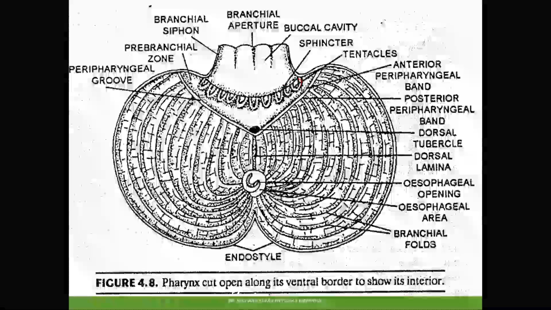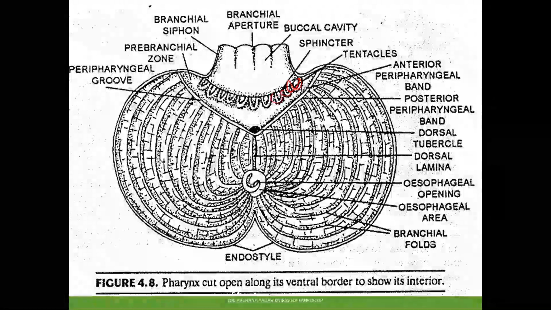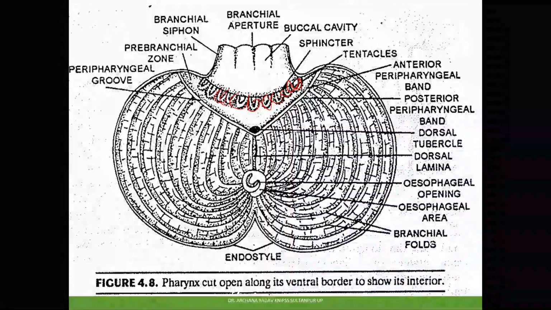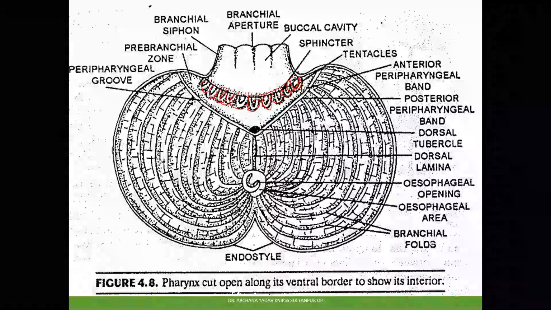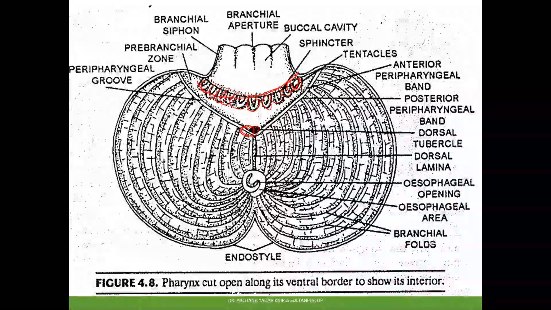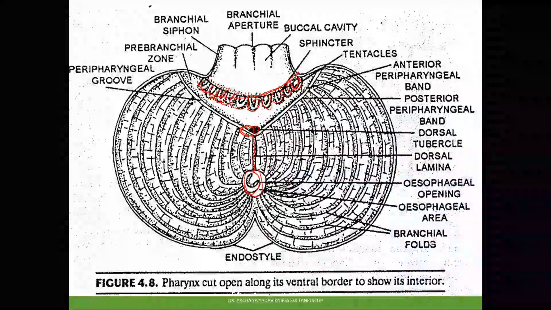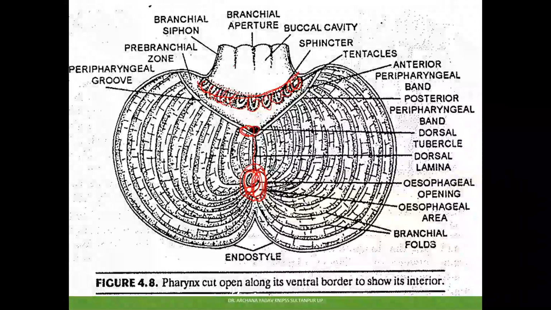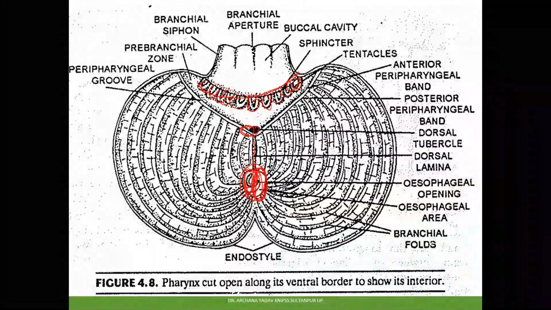Look here, these tentacles are sickle in shape, and the arrangement of the tentacles is as you see in this picture, present at the base of the siphon. It is the buccal cavity, and this portion is the dorsal tubercle, which leads toward the esophageal opening. It is made up of 2 lip structures that help in the opening and closing or guarding of the esophageal opening.